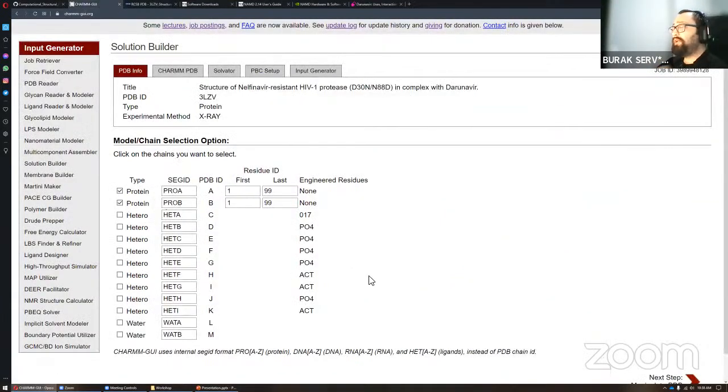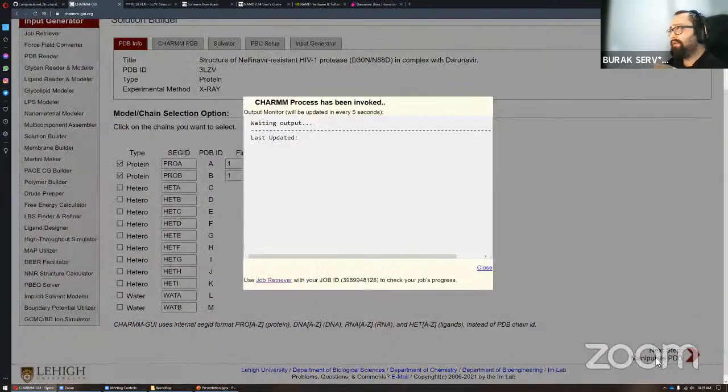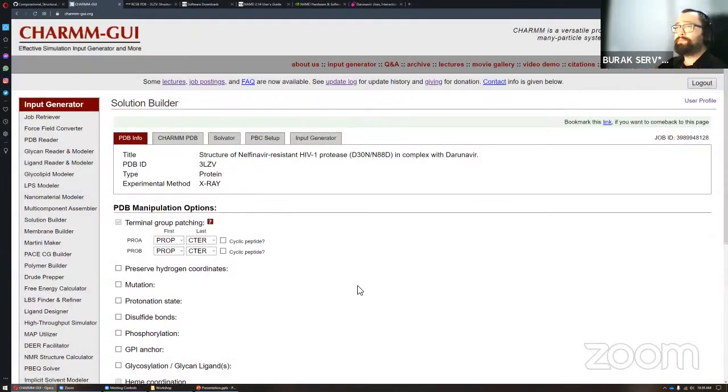For today, we're gonna create two simulations, and the first one will be APO, that means without ligand, and the second simulation will be holo, and we're gonna select the ligand options. But now we will continue with these options. Now when I click the next step, we will manipulate our PDB file. Now we can check together.